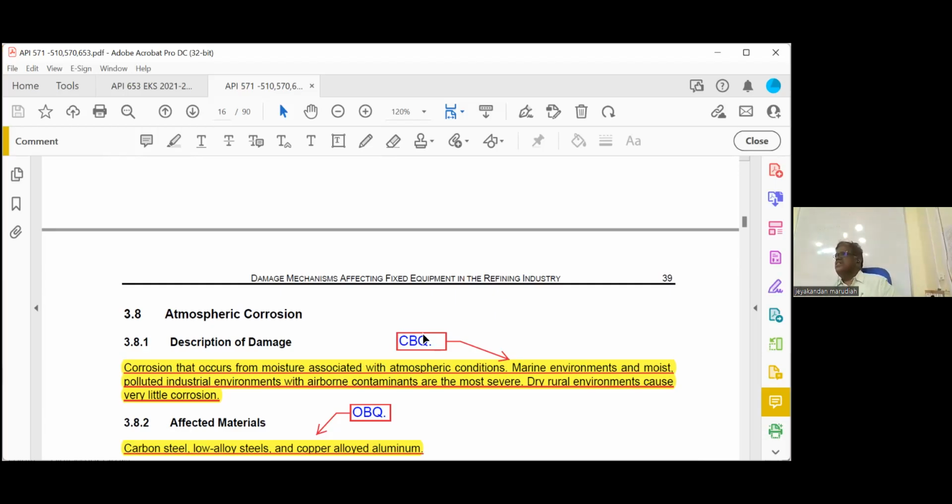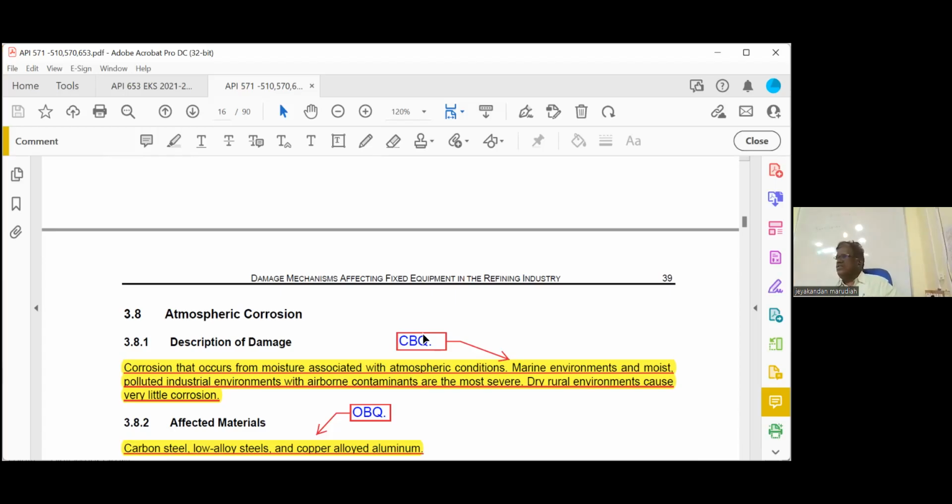Next one, which materials does it affect? Carbon steel it will affect. Low alloy steel it will affect. Then copper alloyed aluminum is also affected by atmospheric corrosion. This is an open book question, no problem. Generally, stainless steels are not affected by atmospheric corrosion. Third one, what are the critical factors for atmospheric corrosion?